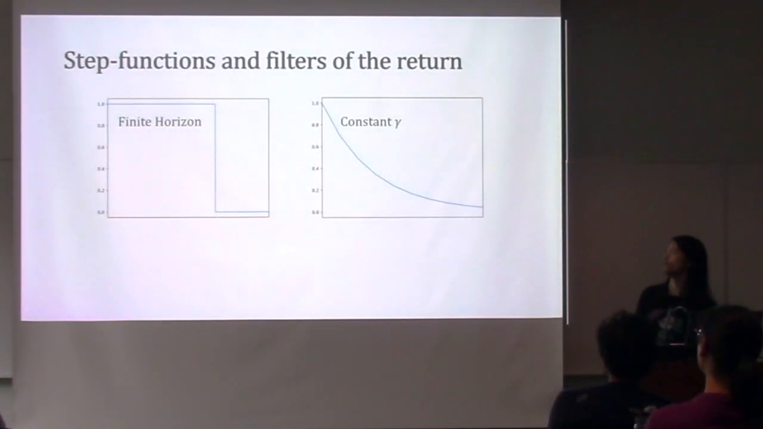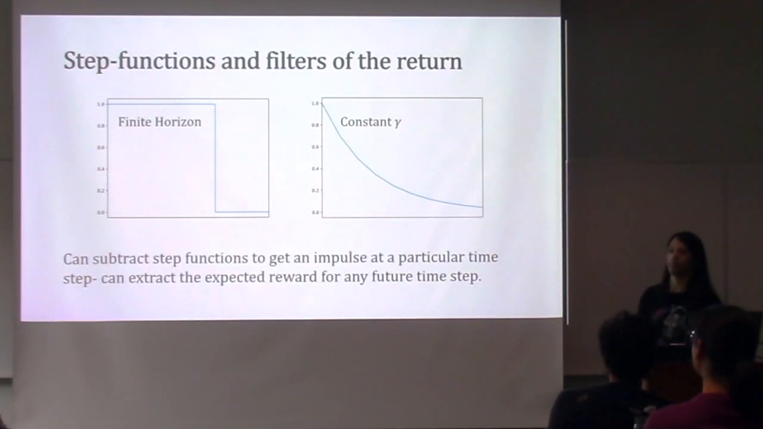So one way that I view finite horizons is that it's trying to learn the step function of the return. It's applying the step function over your reward sequence, whereas discounting is applying this exponential decay over your reward sequence. And a nice thing about step functions is that you can subtract 2 step functions to get some impulse at a very specific time step. So this lets you extract individual rewards from your value functions. So if you have the sum of 10 steps and the sum of 9 steps, you can subtract them and say what the reward will be in 10 steps.